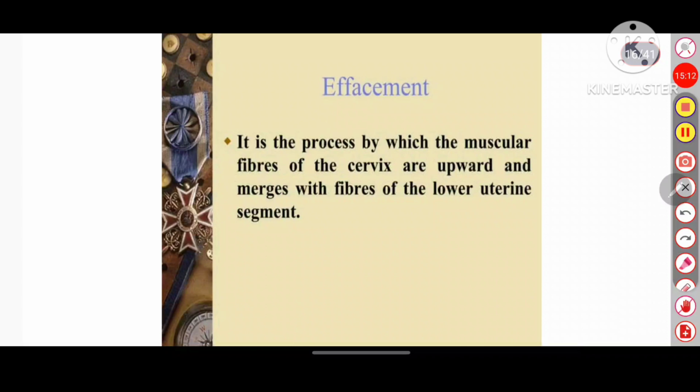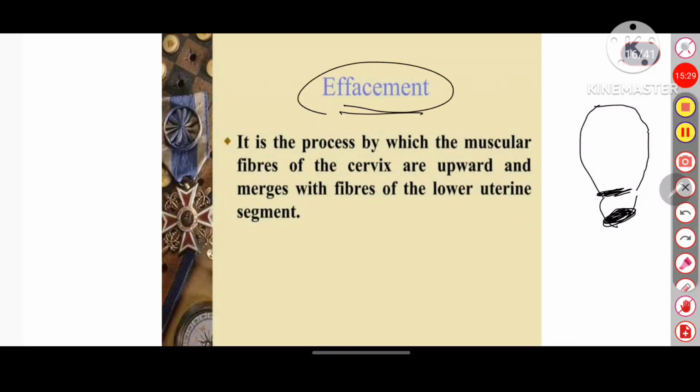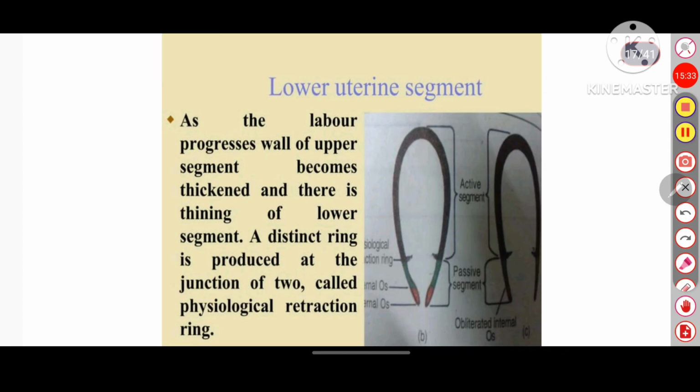And next is effacement. In effacement, the muscles present in the upper cervix merge with the lower uterine segment. This is called effacement. So that is what is happening in the first stage of labor. So what happens in the lower uterine segment here?